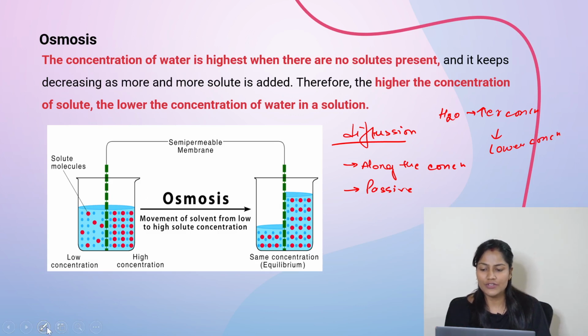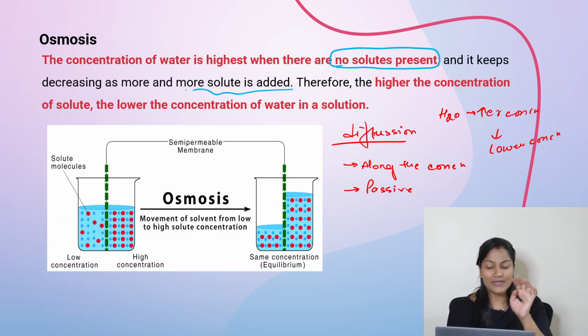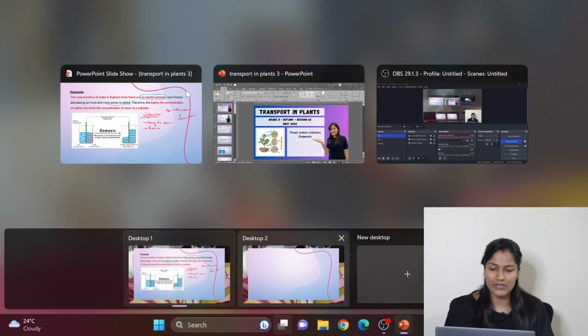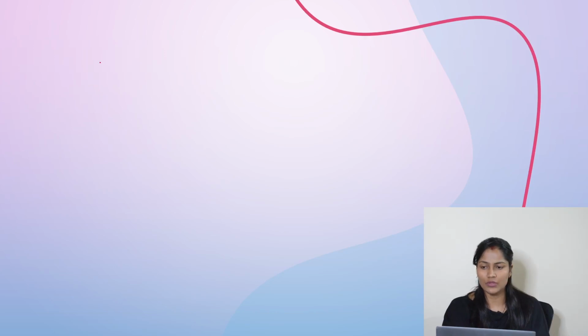So the concentration of the water is highest when there are no solutes present, and it keeps decreasing as more and more solute is added. अब इस स्टेटमेंट का क्या मतलब है, इसको समझते हैं. अगर आपको ये समझ में आ जाएगा तो पूरा चैप्टर क्लियर हो जाएगा.